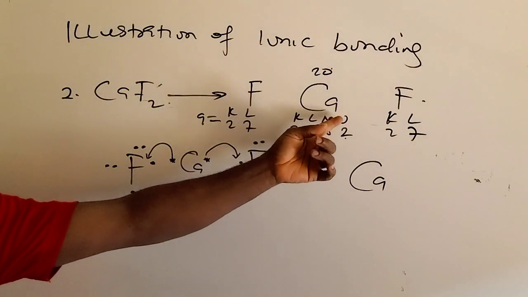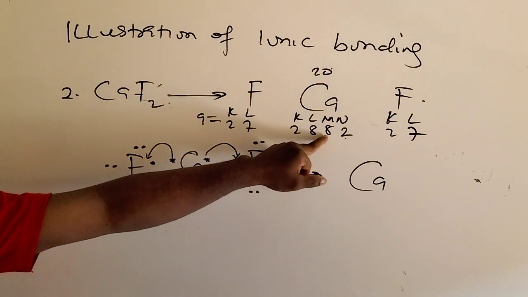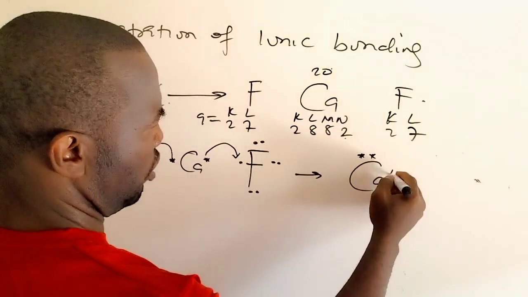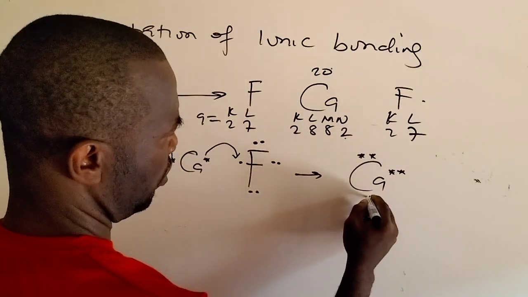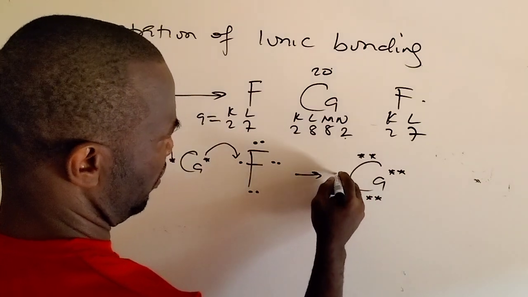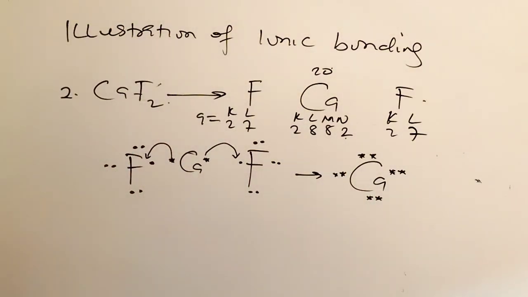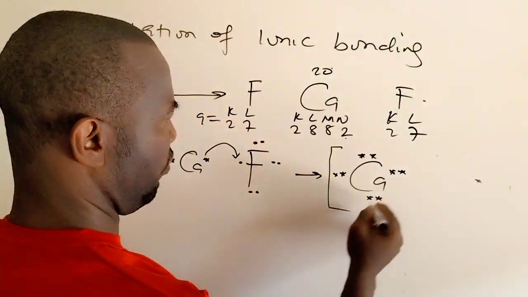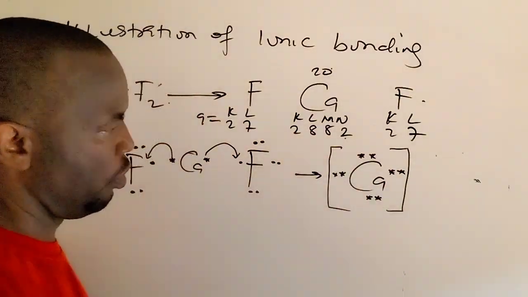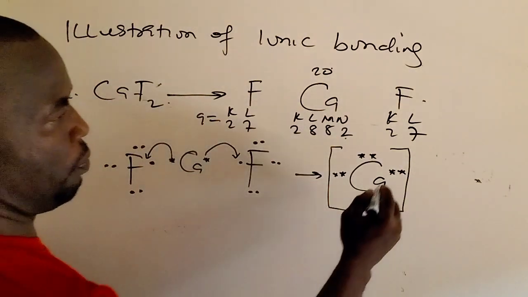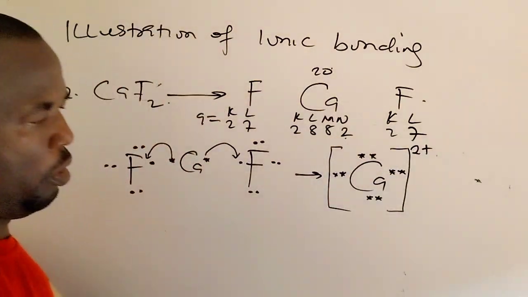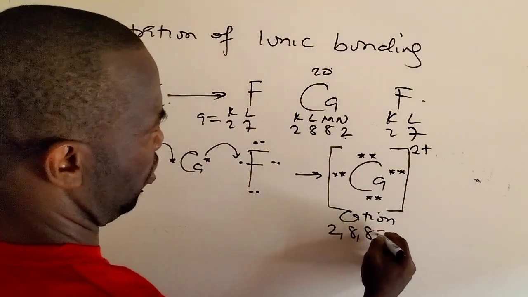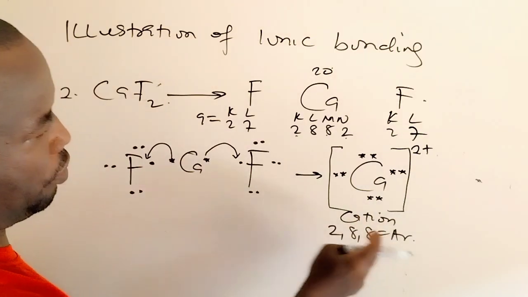So the N shell becomes empty. The outermost shell now has 8 electrons. So you can just make them 2 at once without wasting time, making it up to 8, already complete. And after a metal has donated, it becomes charged. You have to show the charge, and the charge becomes positive, positive 1 or positive 2. You have lost 2, so the charge becomes positive 2, 2 plus. That's the cation of calcium, having now 2, 8, 8, looking more like argon, 18 electrons.